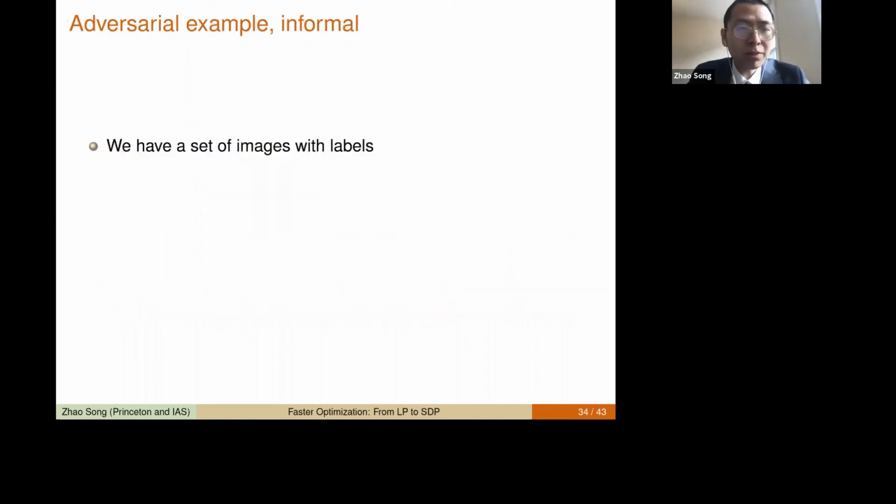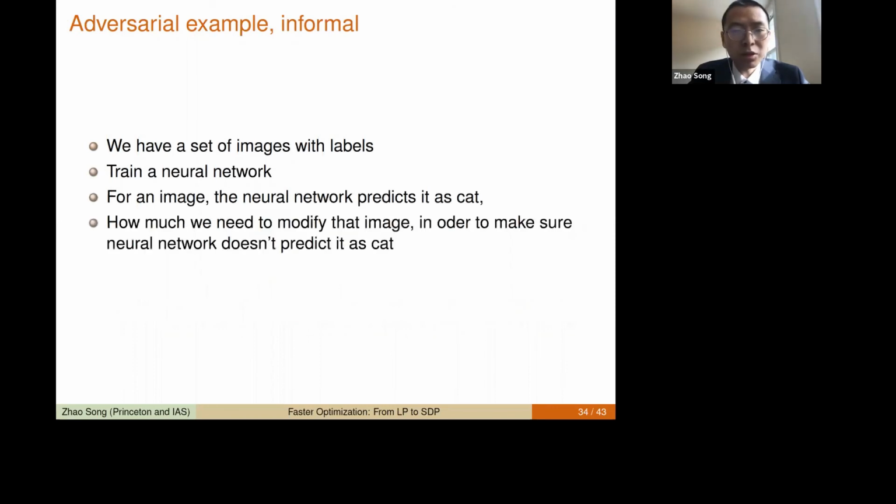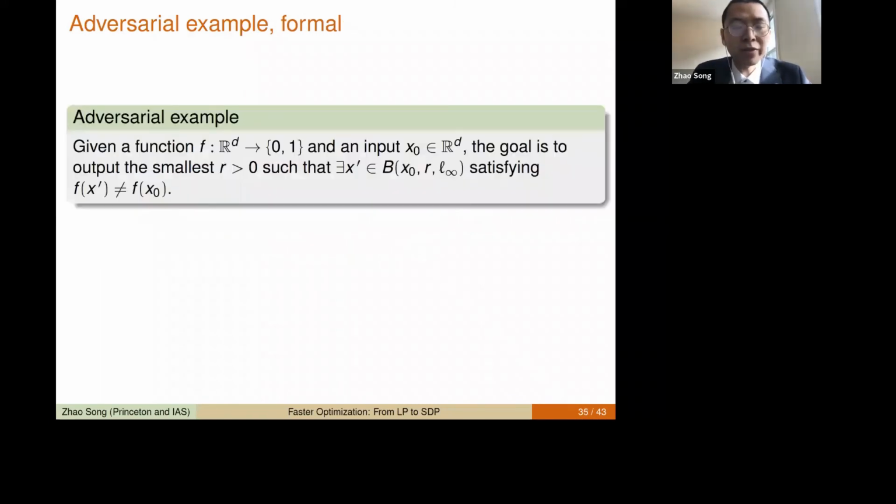So the adversarial example question can be posed as follows: we have a set of images with labels, and you train a neural network. For one image, the neural network predicts a cat. The question we want to ask is how much we need to modify this image such that the neural network will tell you this is not a cat anymore. This is a very clean math question. And the math formulation can be stated as follows.